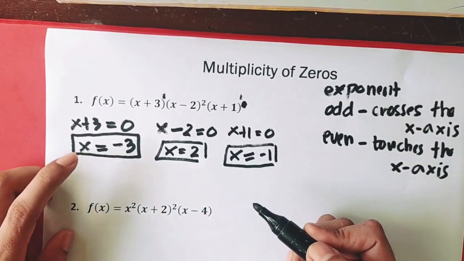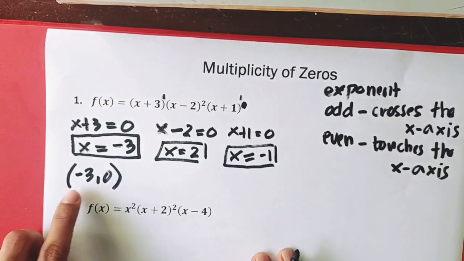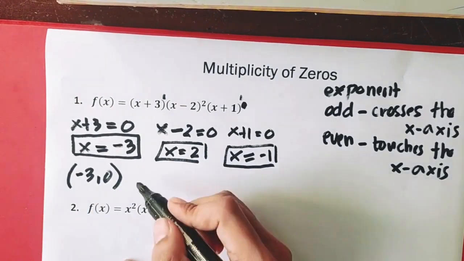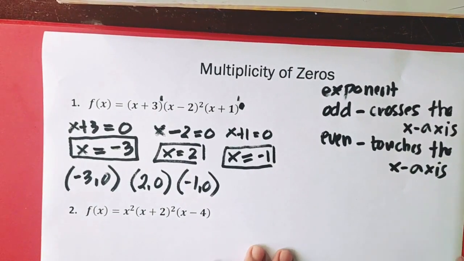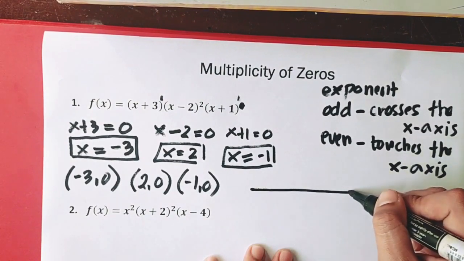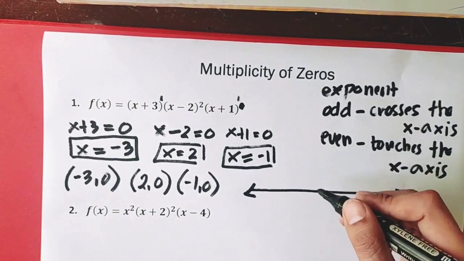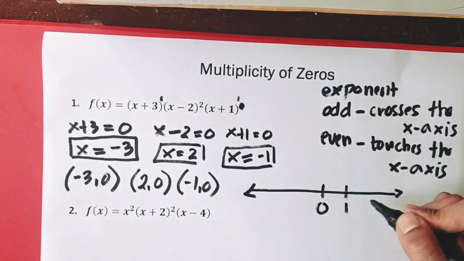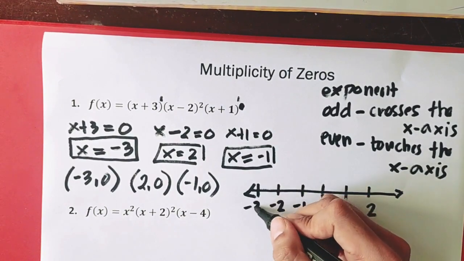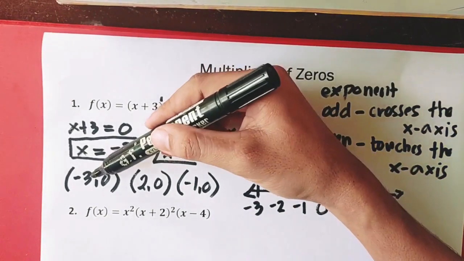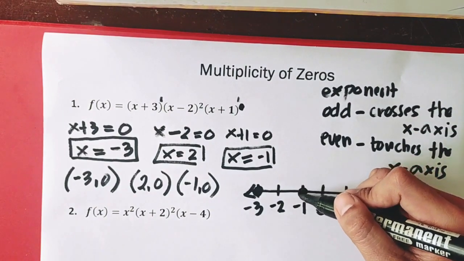So here, since we're going to graph this one, this is negative 3, 0. Negative 3 is the x, y is always 0. 2, 0. Negative 1, 0. If we're going to plot that one in a number line, here, this is the number line, which is the x-axis. We have here 0, 1, 2, negative 1, negative 2, negative 3. If you're going to plot negative 3, 0, it's here. 2, 0, it's here. Negative 1, 0, it's here.